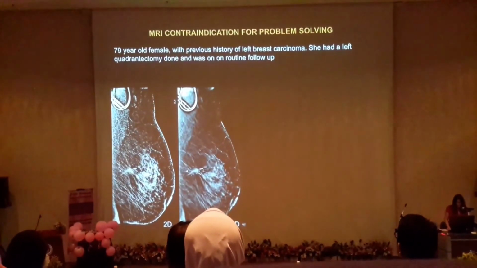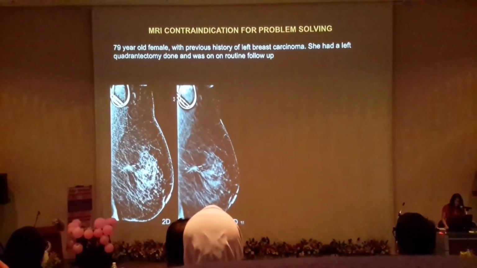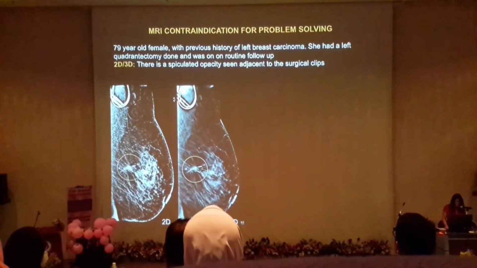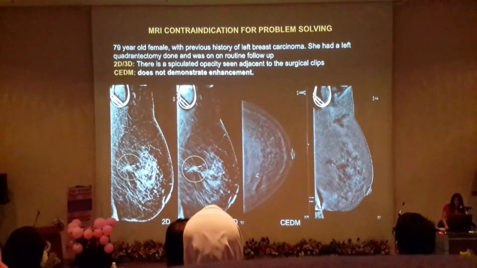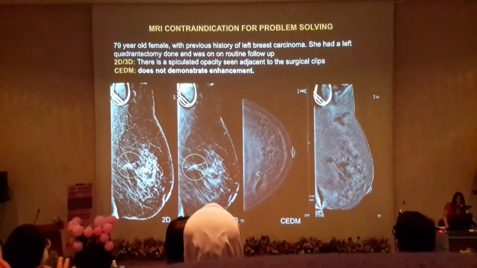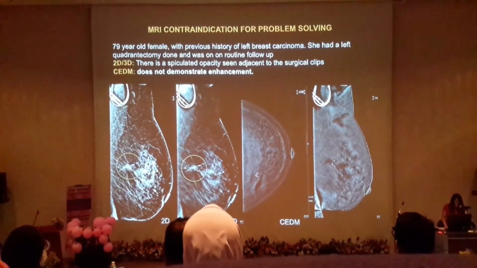This is a patient with a spiculated lesion at the surgical site. She had a previous left breast cancer. Spiculation was increasing on routine follow-up, and it showed no enhancement, so we safely could tell the patient that it's just basically post-surgical scarring that's appearing more prominent.